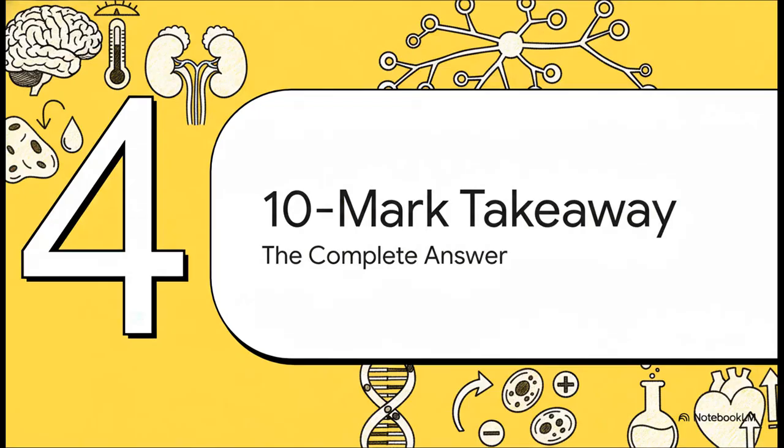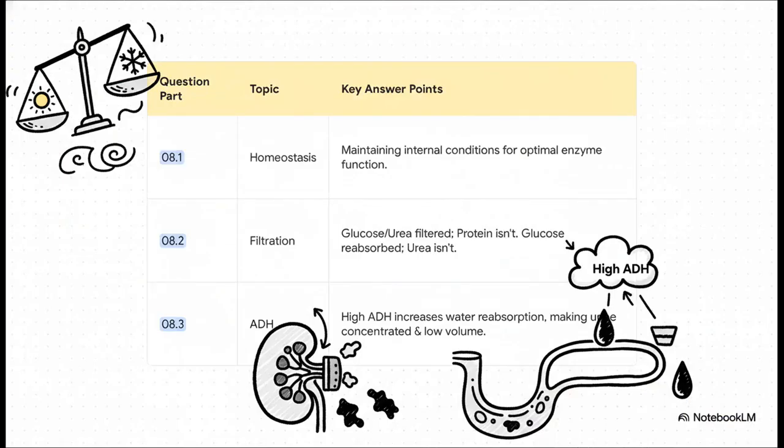Okay, let's put it all together. We've taken the question apart piece by piece, and now we're going to build it back up into that perfect 10 out of 10 answer. So this is it, the whole thing in a nutshell. For homeostasis, remember it's about the what and the why. For filtration, it's about the different paths the molecules take: what gets filtered, what stays, what gets reabsorbed. And for ADH, it's all about that clear cause and effect chain. Master these points and you're well on your way to a top score.